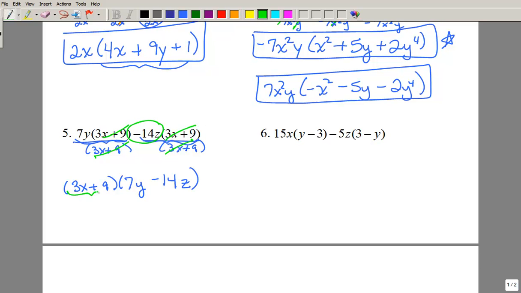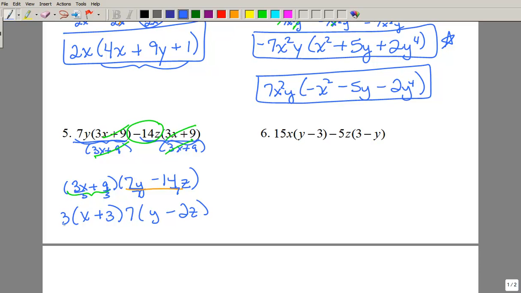Let's look here. 3x and 9. What are those both divisible by? I believe they're both divisible by 3. So if I take out a 3 and divide each of these by 3, I'd leave x plus 3. Now look, what about these? What are those both divisible by? Hopefully you're saying, oh, well, 7. All right, so if I take out a 7 and I divide both of these by 7, I'm left with y minus 2z. Well, that's an okay answer, but it certainly is ugly.